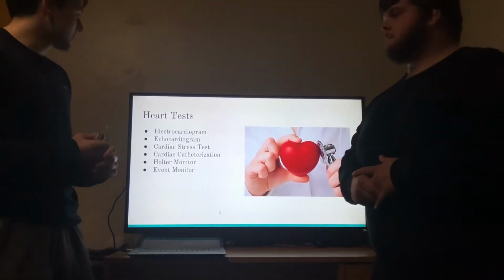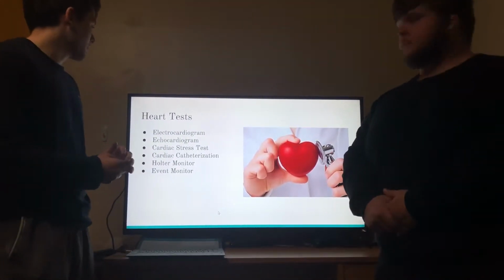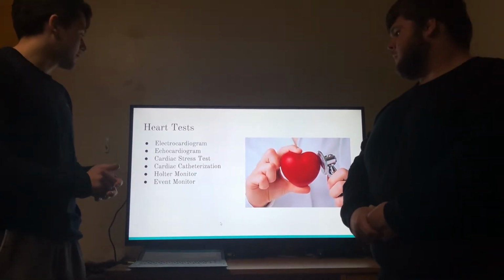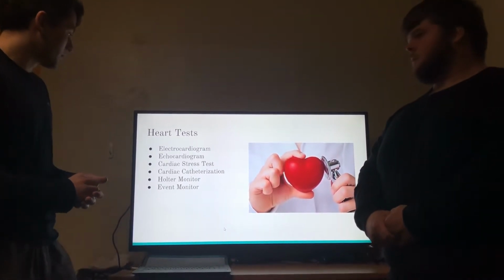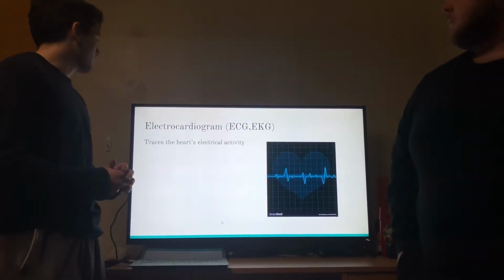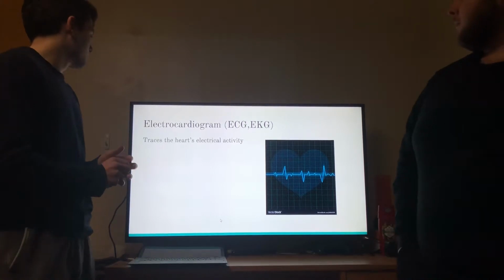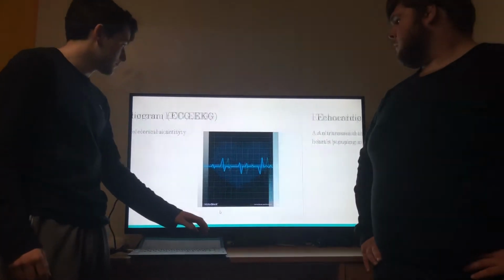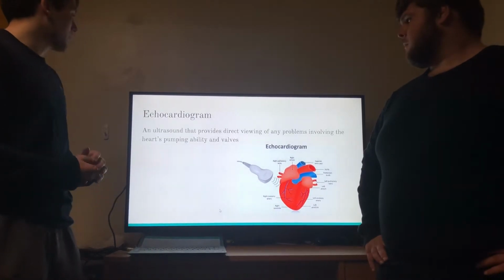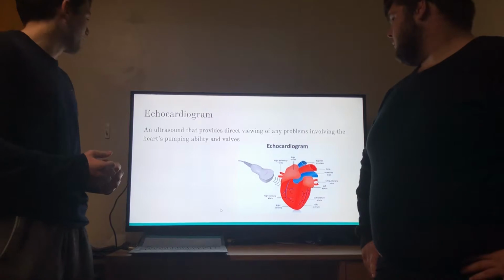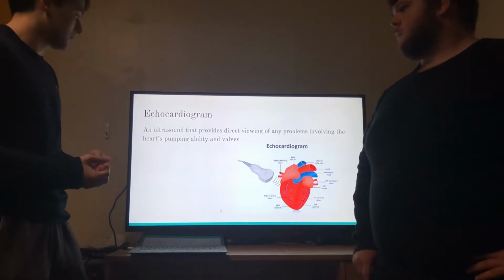Now we have some heart tests, such as electrocardiogram, echocardiogram, cardiac stress test, cardiac catheterization, Holter monitor, and event monitor. An electrocardiogram traces the heart's electrical activity. An echocardiogram is an ultrasound that provides direct viewing of any problems involving the heart's pumping ability and valves.